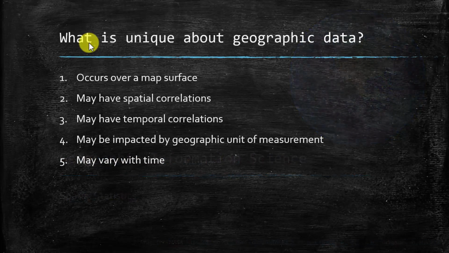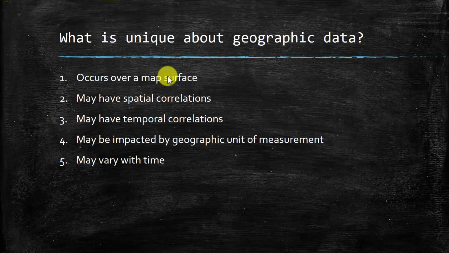All right, so what makes geographic data unique? So here are some reasons. First, it occurs over a map surface. So that indicates that the data may be spatially correlated, that the samples may not be independent of each other. So it's not just independent records from a table, but features that occur over a map space and are at variable distances from each other.